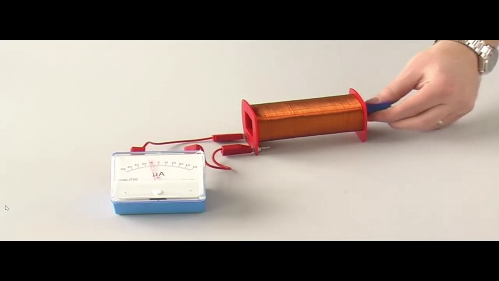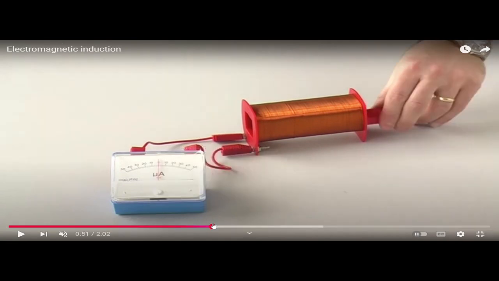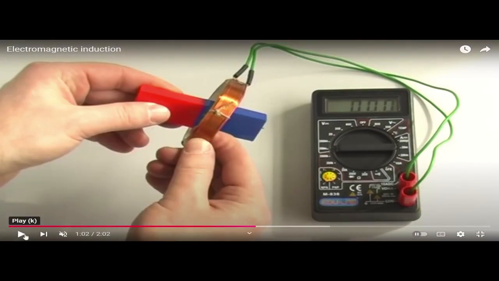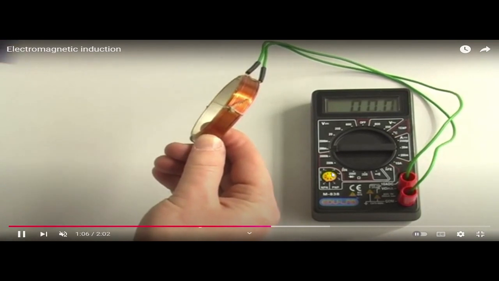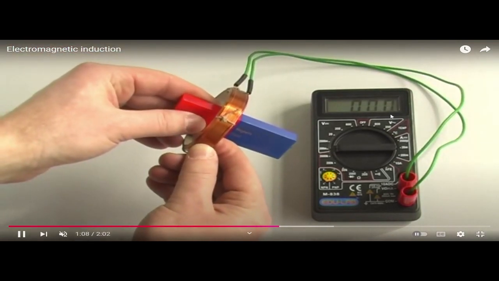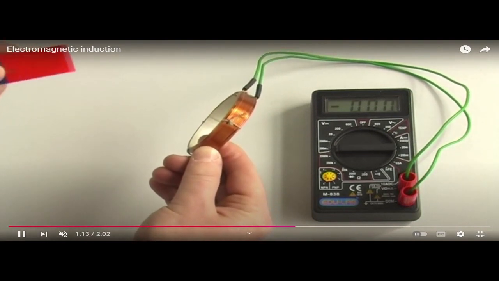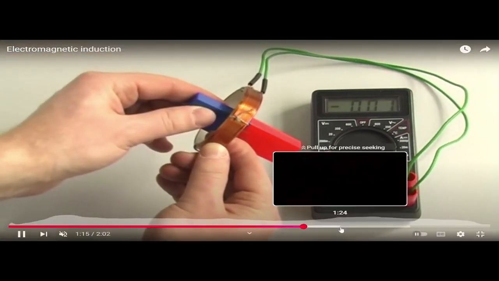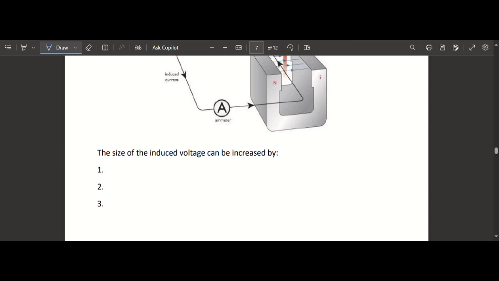I think that's clear. I think there were more examples here also. Now this is a digital ammeter. So it shows us there's a current when the magnet is moved towards or away from the coil. I think that's enough. So that is what is meant by electromagnetic induction.